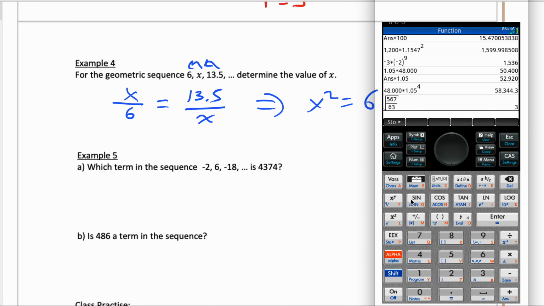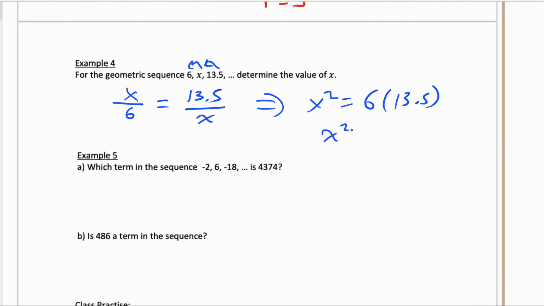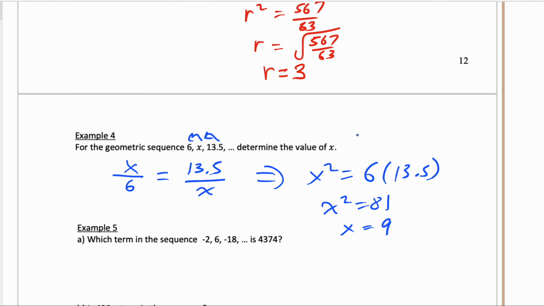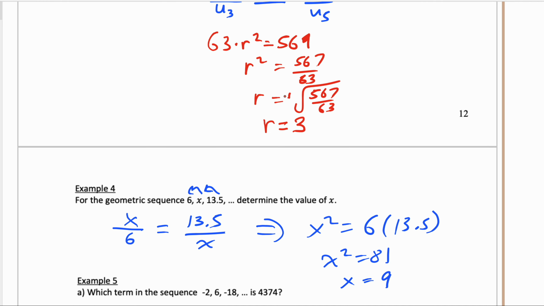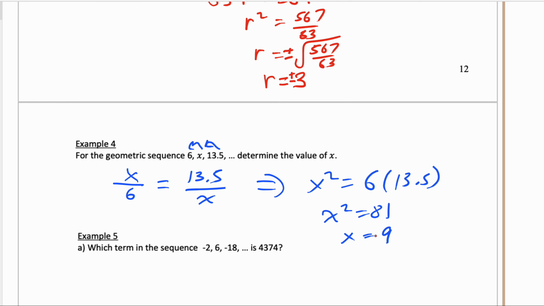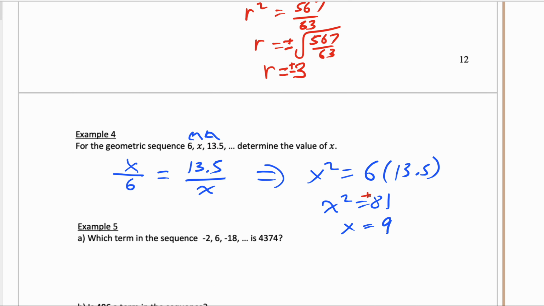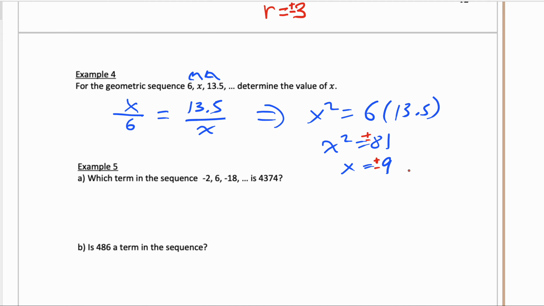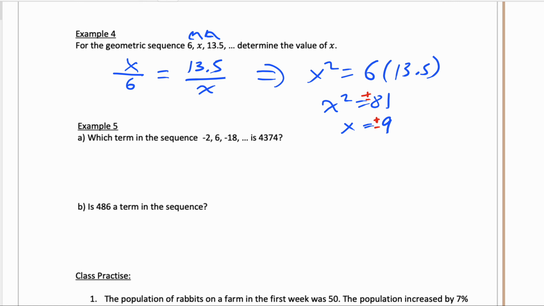Let's do that, 6 times 13.5. We get 81. And then we get 9. Now technically when we're doing this, you should do positive negative square root, because there are two possibilities. R could be negative, so there could be a negative number in the middle, like one of those alternating sequences. But usually the IB questions are in context and you just take the positive one. So you could say it's positive 9.